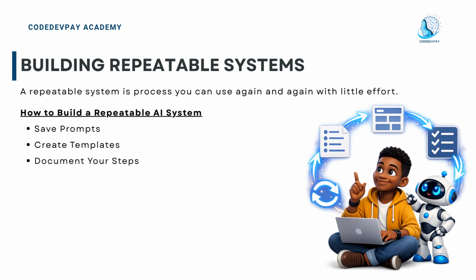So how do we build a repeatable AI system? First, we save the prompts that we use. Instead of rewriting prompts every time, we save the best ones, then we reuse and improve them. Second, we create templates. We can create an email template, a report template, or a social media post structure. When it's time to work, we just pick what we want to do, go to the templates, edit it, then have the content out there.